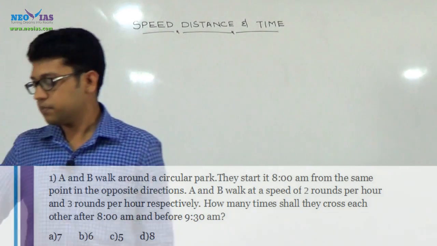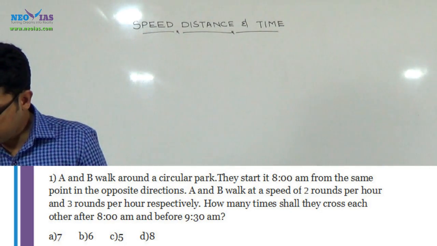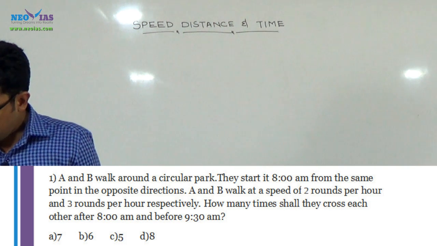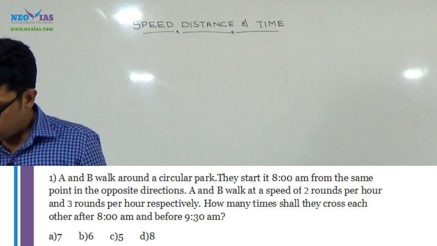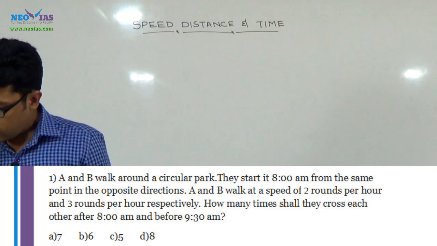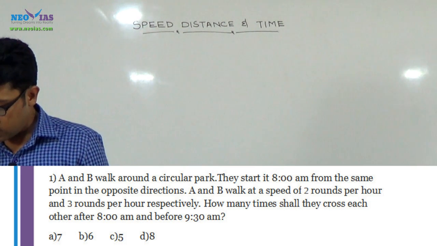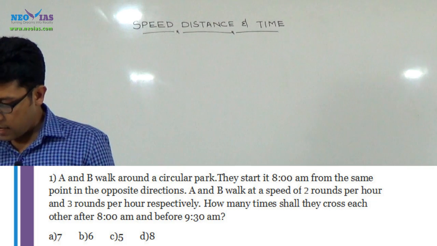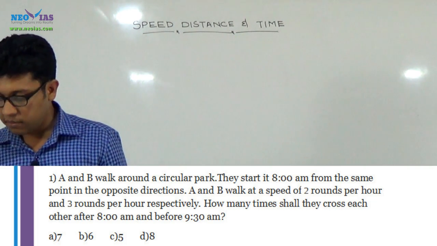First question is: A and B walk around a circular park. They start at 8 am from the same point in opposite directions. A and B walk at a speed of 2 rounds per hour and 3 rounds per hour respectively. How many times shall they cross each other after 8 am and before 9:30 am?